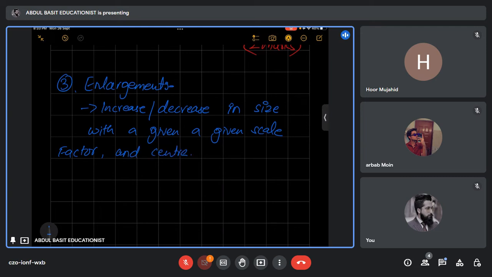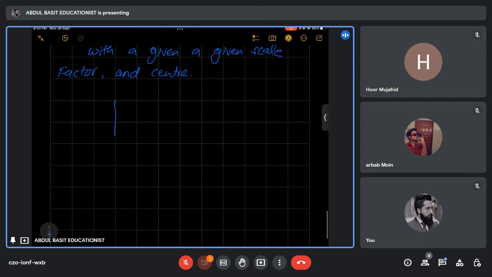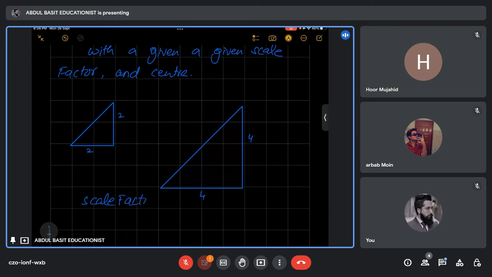So what does it mean? For example, this is a shape, and this is also a shape. So this shape is enlarged. For example, this is 2 and this is 2. This is 4 and this is 4. So the scale factor is double. Scale factor is 2. Agree everybody? Scale factor is 2 because these two shapes are enlarged.